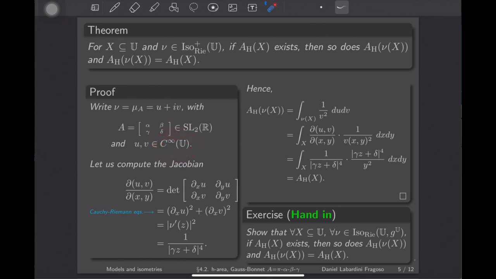Okay, and then what I see is that I can write my nu here as a Mobius transformation, and also I can write it in terms of its real and imaginary parts.